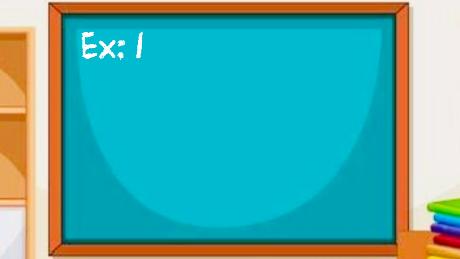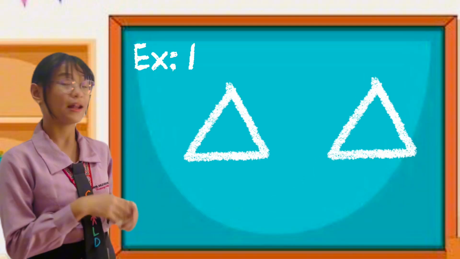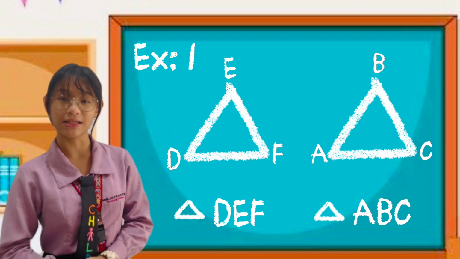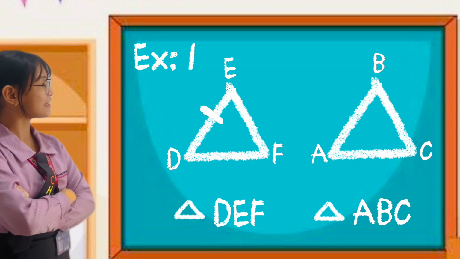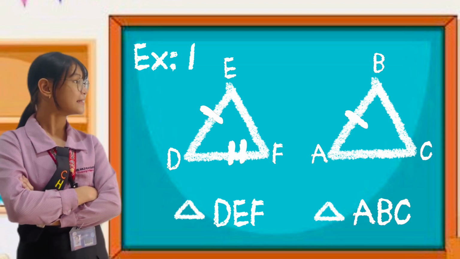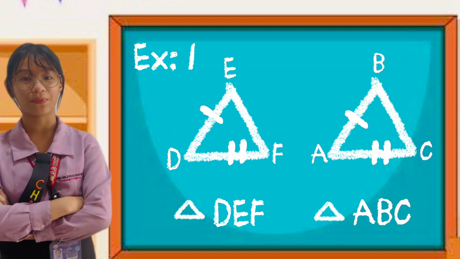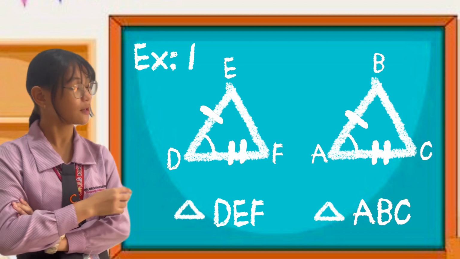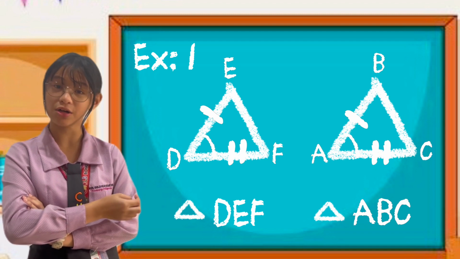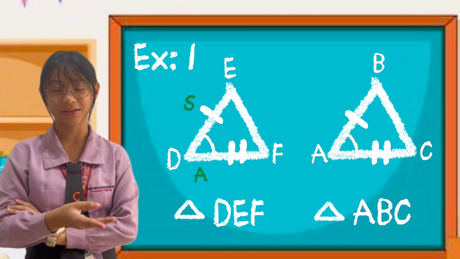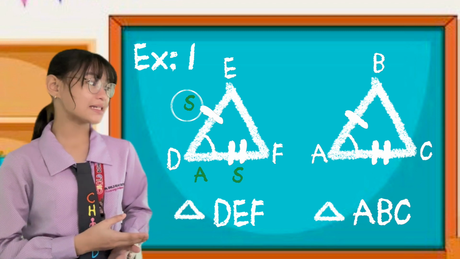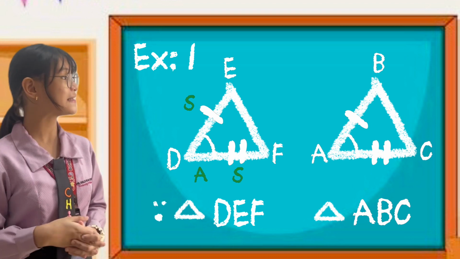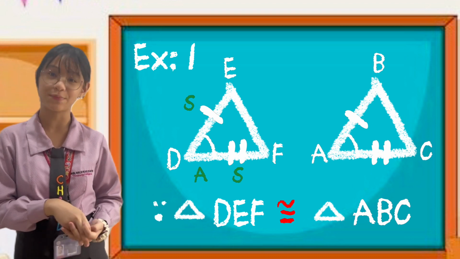Here is an example. We have two triangles. Let's call this triangle DEF and the other triangle ABC. Now let's say that DE is congruent to AB and DF is congruent to AC. And angle D is congruent to angle A. What postulate can we use to prove that these two triangles are congruent? So we have a side, an angle, and a side. So it's side, angle, side, SAS. So we could therefore say that triangle DEF is congruent to triangle ABC.